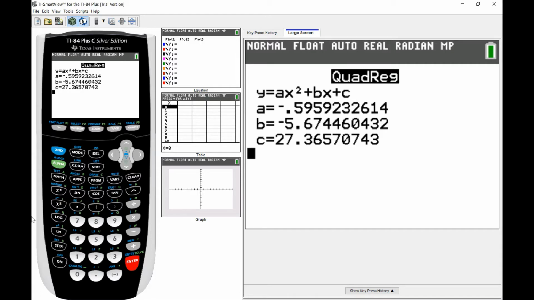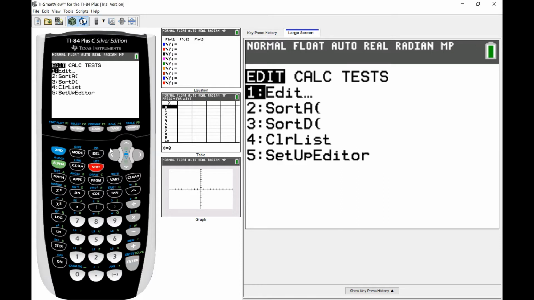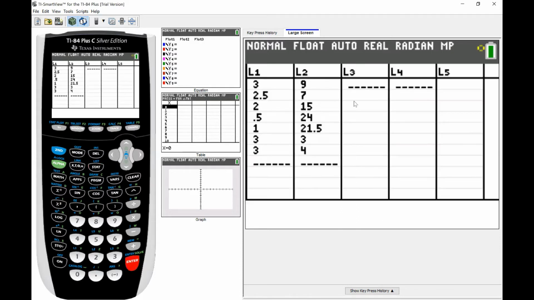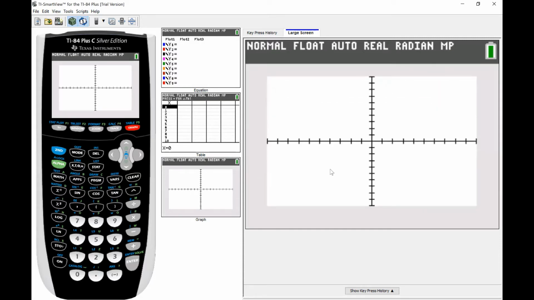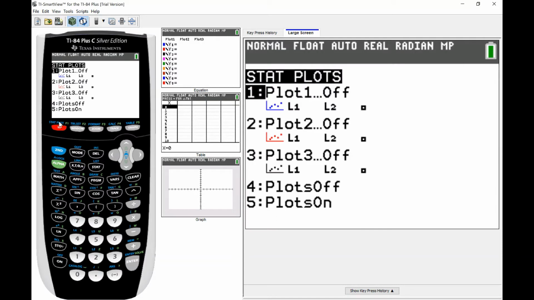So now I want to show you something. We've got data in stat, right? We've got data in our lists. If I go to graph, I can't see this data. But let's say I want to see what it looks like when plotted on my graph. We're going to turn our stat plots on. So I'm going to click second y equals, that's stat plot, it's a second function. And we want to make sure that plot 1 is turned on. So I'm going to click enter.